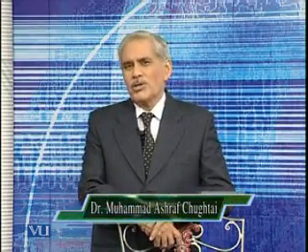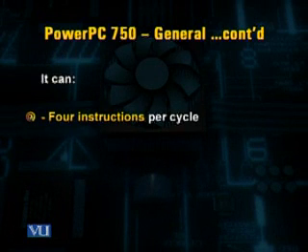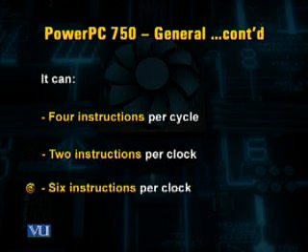It is a high performance superscalar microprocessor architecture that has 6 execution units and 2 register files. It can fetch from the instruction cache as many as 4 instructions per cycle, and it can dispatch up to 2 instructions per cycle and execute up to 6 instructions per clock.